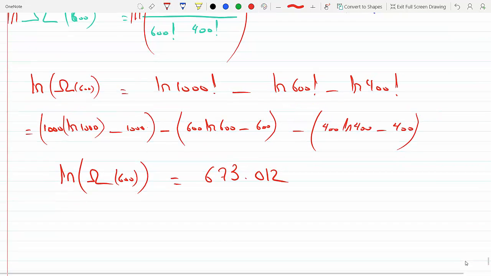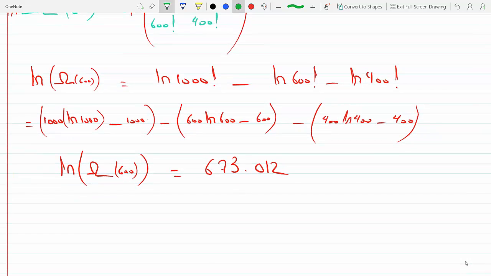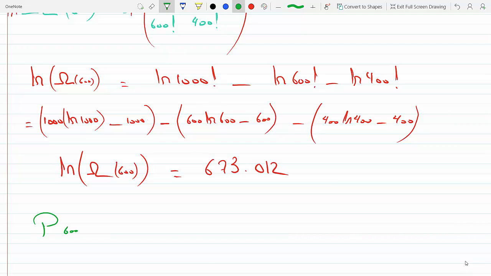Okay, and now I'm trying to get this, so this would be e to that, or actually wait, because this is still going to be a larger number. Let's go to the answer now. So we know that the probability of getting 600 heads will just be the multiplicity of 600 divided by all.